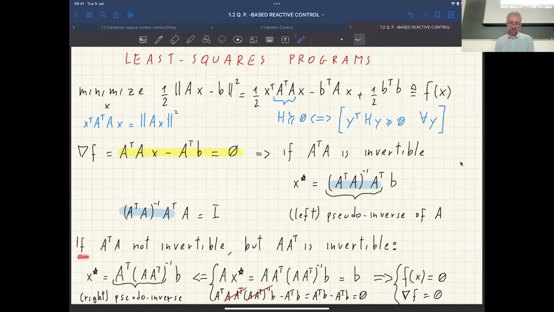Then, if the matrix A transpose A is not invertible, but the matrix A A transpose happens to be invertible, then the solution is going to be obtained by using the right pseudo-inverse instead of the left pseudo-inverse. The right pseudo-inverse is defined in this way. You can see it's very similar to the left pseudo-inverse. If you don't look at them carefully, they might seem like the same thing, but if you look carefully enough, you see that they are different.